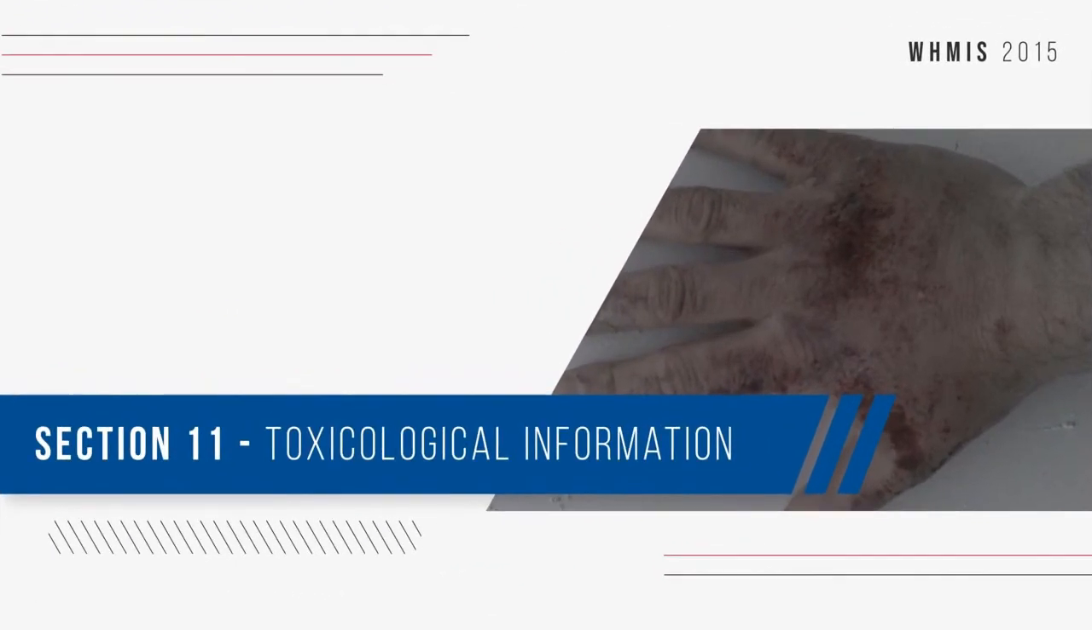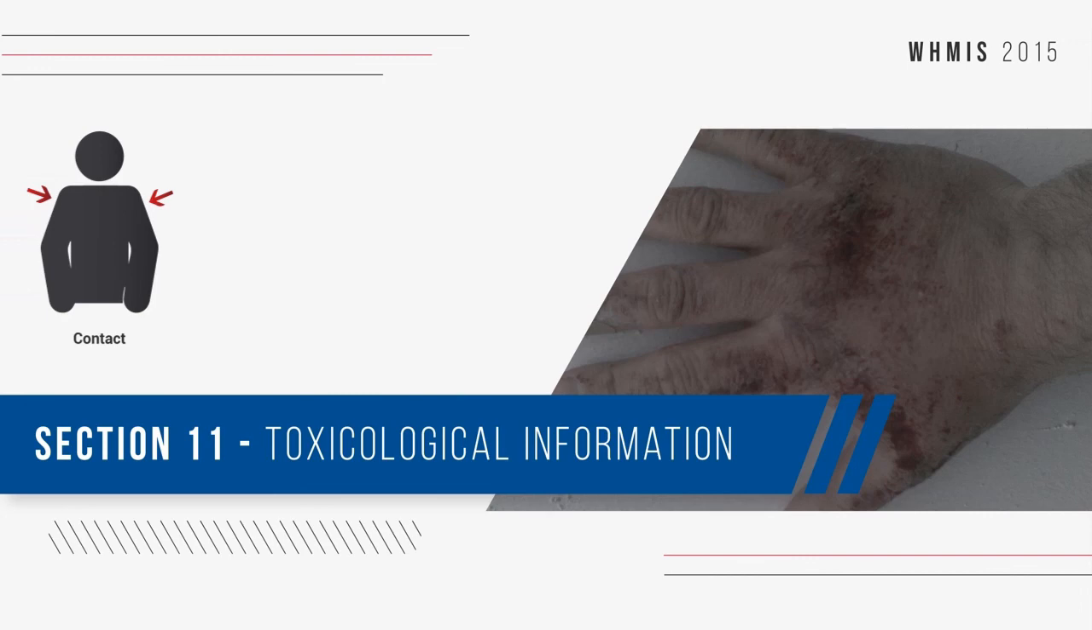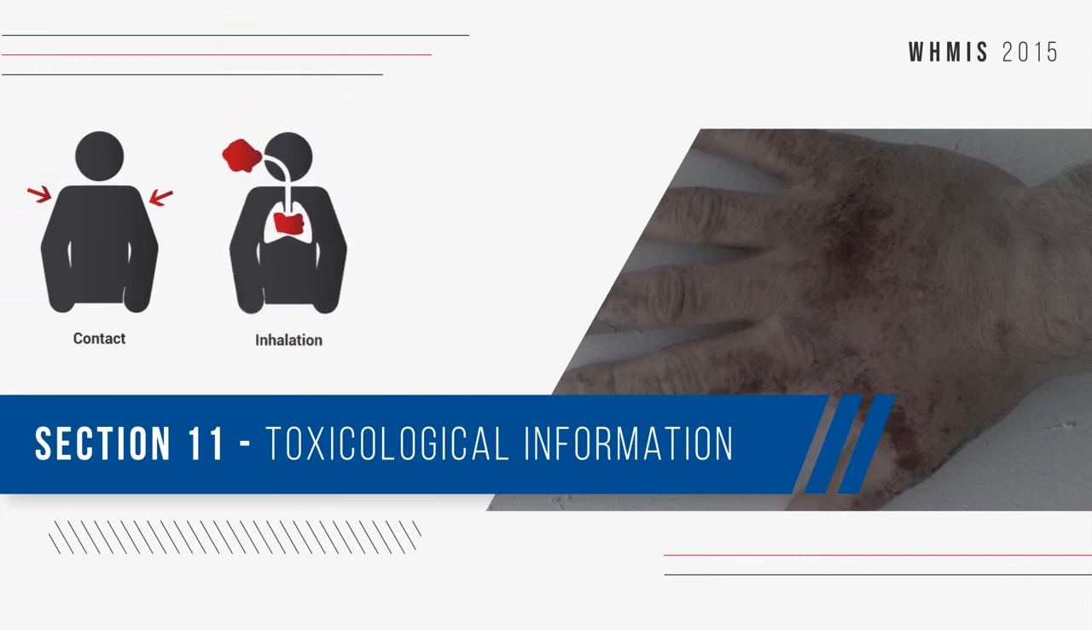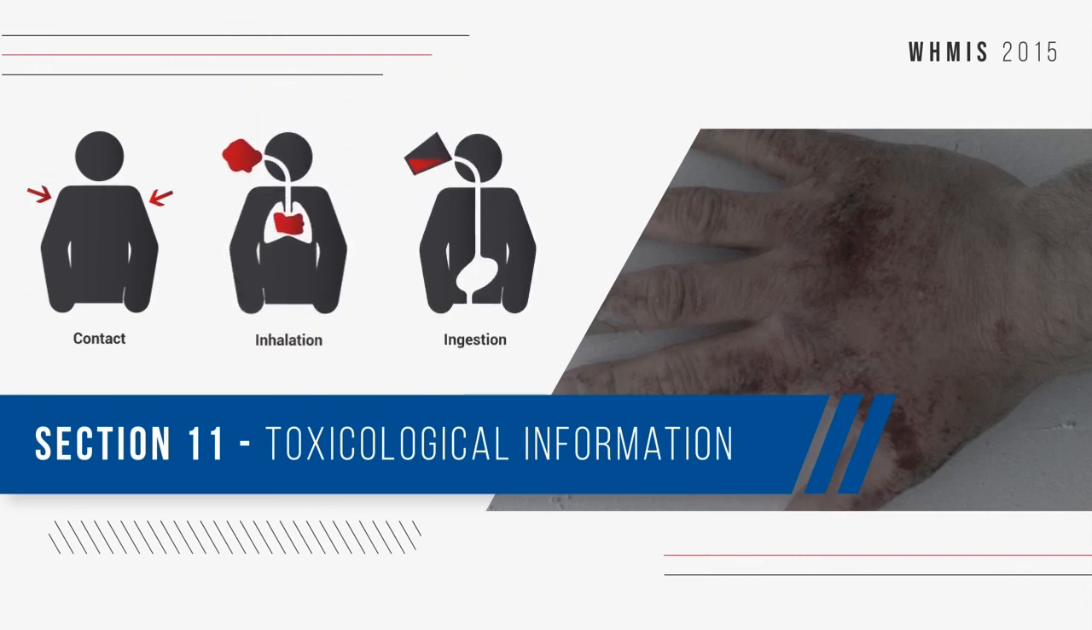Section 11 is the toxicological information. This part of the SDS will identify the potential routes of entry into your body when exposed to the hazardous product, such as the product being accidentally injected. What happens if you ingest it? Or is it safe if it gets on your skin? What happens if you inhale the fumes? Injection, ingestion, absorption, and inhalation are the 4 routes of entry into your body.